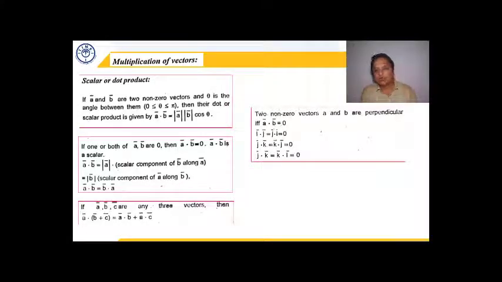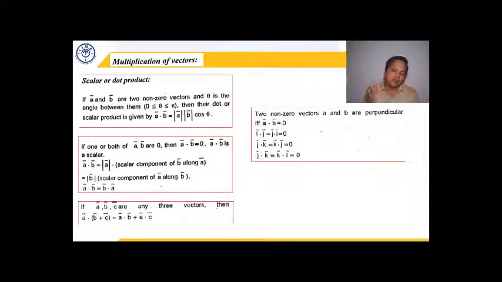Now, two non-zero vectors A and B are perpendicular if and only if their dot product is 0. Because A dot B is actually modulus of A into modulus of B into cos theta. Since it is given that the vectors are non-zero, neither modulus A is 0 nor modulus B is 0, but the value is equal to 0. So cos theta is equal to 0. Theta becomes 90 degrees, which means A and B are perpendicular.